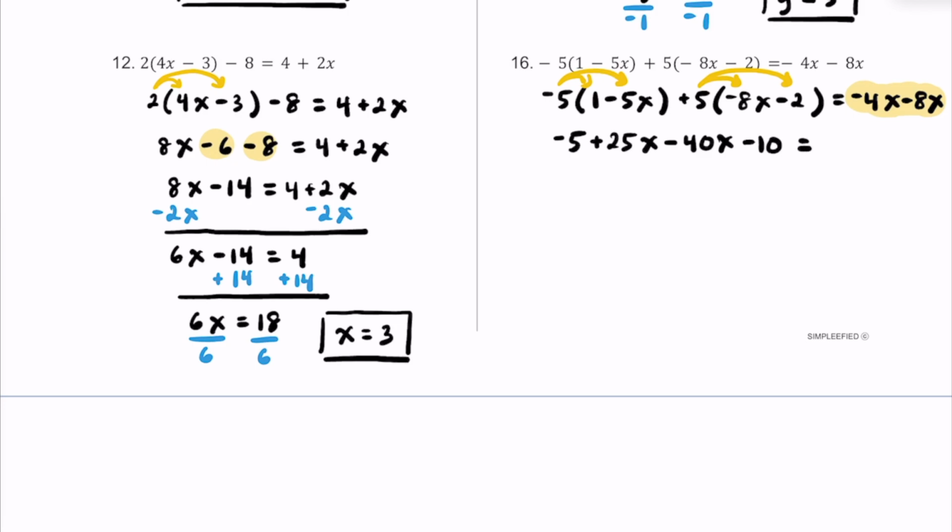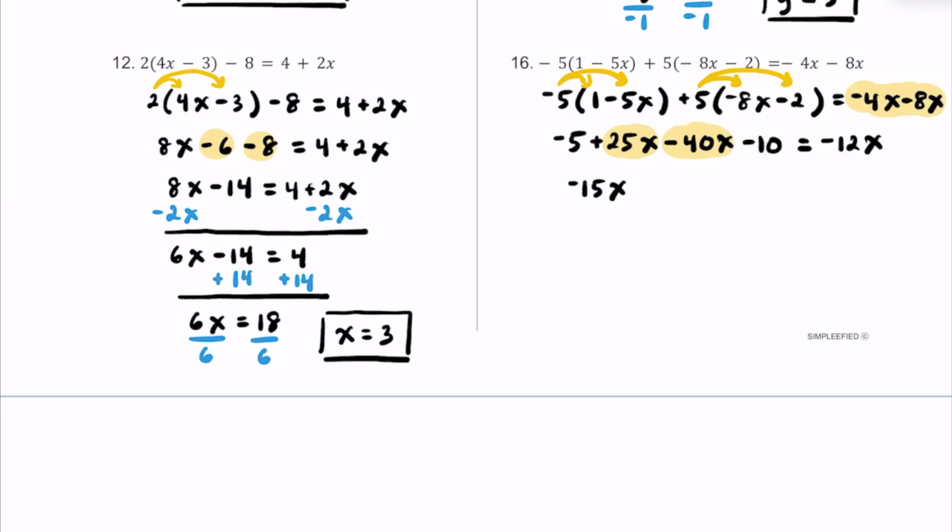This is going to be equal to, and on the right side, negative 4x minus 8x is going to be negative 12x. All right, so the right side is simplified. The left side looks like it can be simplified too. So let's go ahead and combine these like terms of 25x minus this 40x. If we combine those, 25 minus 40 is going to be negative 15. So we have negative 15x.